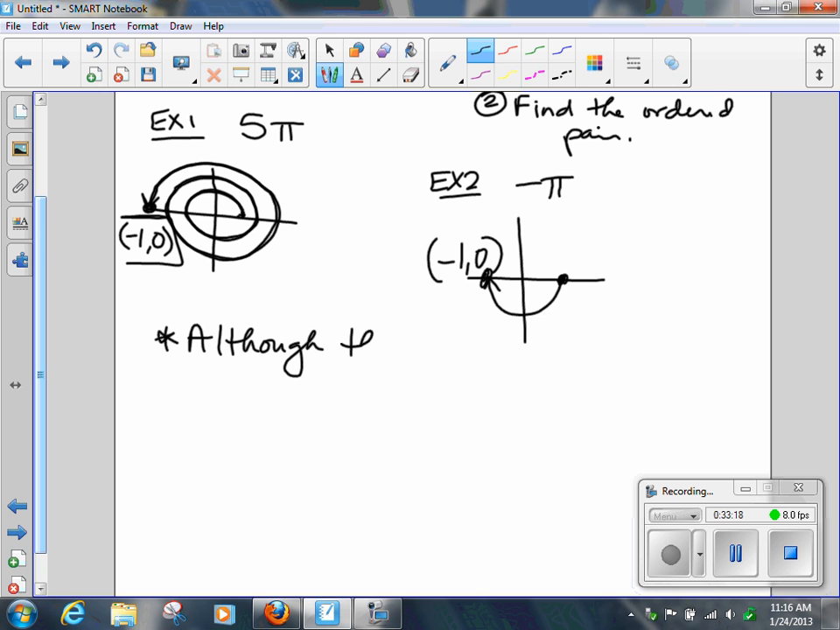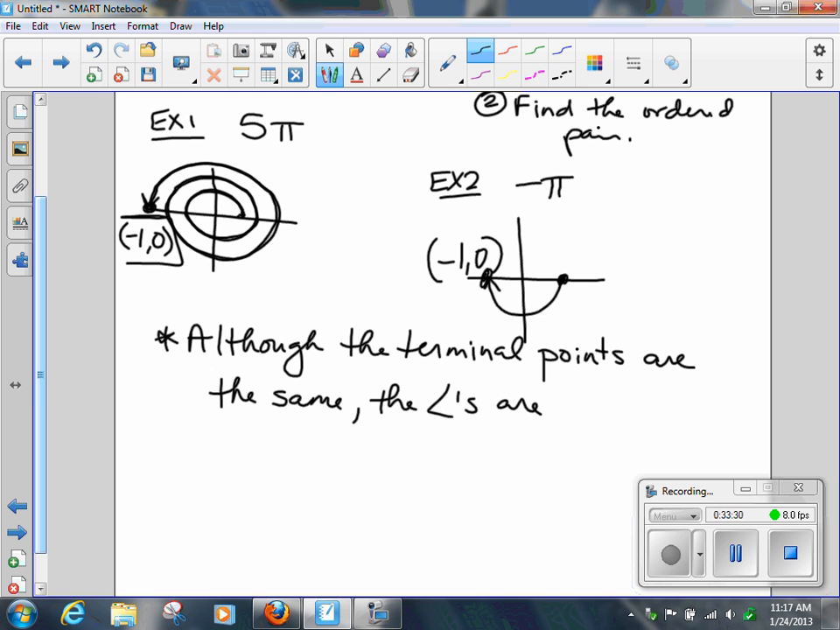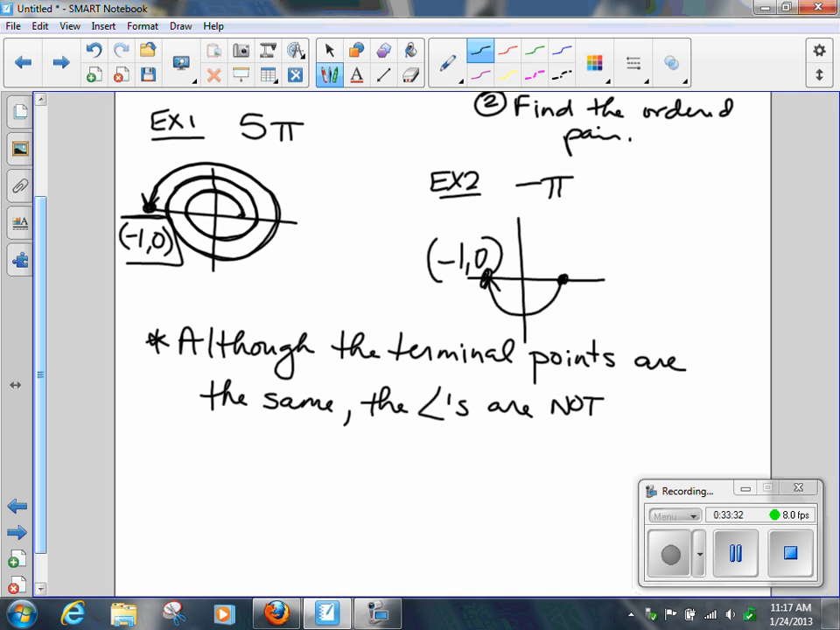Although the terminal points are the same, the angles are not the same angles. Because we're talking about numbers of revolutions. 900 degrees is definitely not the same as negative 180. Do you agree? They are not anywhere near the same. But they'll take you to the same place.